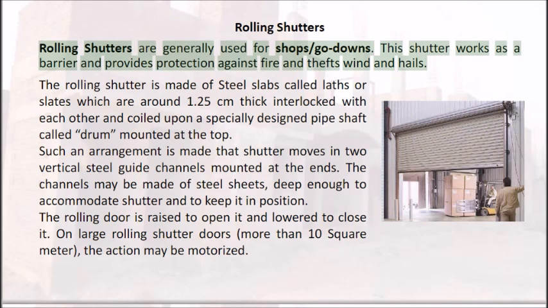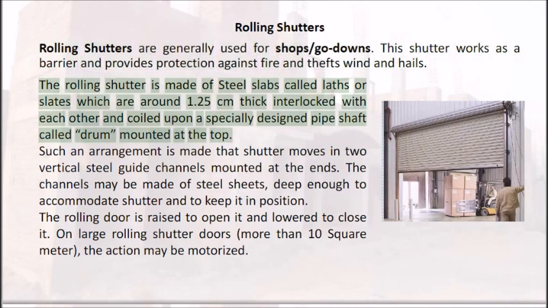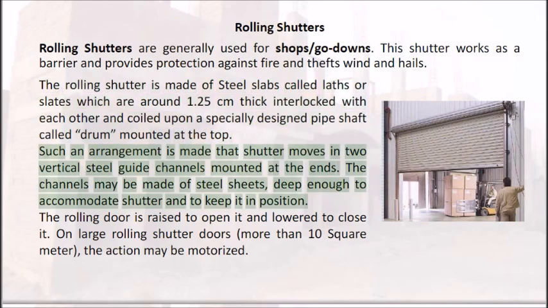The rolling shutter is made of steel slabs called laths or slats, which are around 1.25 cm thick, interlocked with each other and coiled upon a specially designed pipe shaft called a drum, mounted at the top. Such an arrangement is made that the shutter moves in two vertical steel guide channels mounted at the ends. The channels may be made of steel sheets, deep enough to accommodate the shutter and to keep it in position.